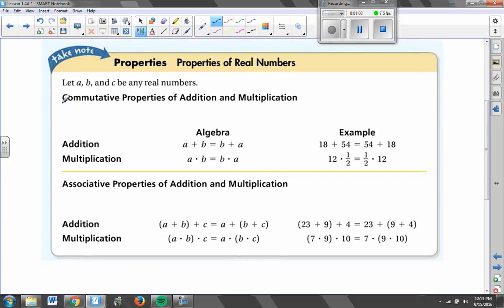The first one is called the commutative property. Commutative property basically means when we do addition and multiplication, we can flip the two numbers around and do them in the other order if we want to. So like, here's an example for you. 18 plus 54 is equal to 54 plus 18. So flipping the 18 and the 54 around the plus sign does not change anything. Those are equal still. They have the same value.